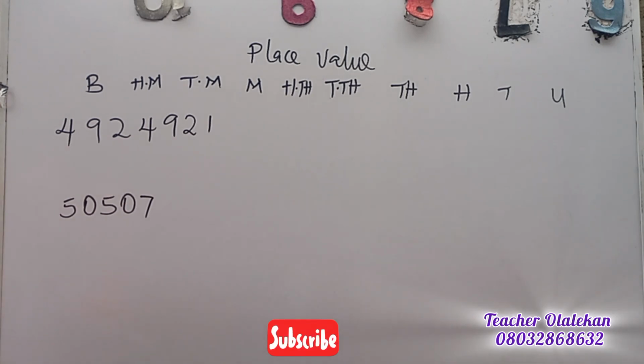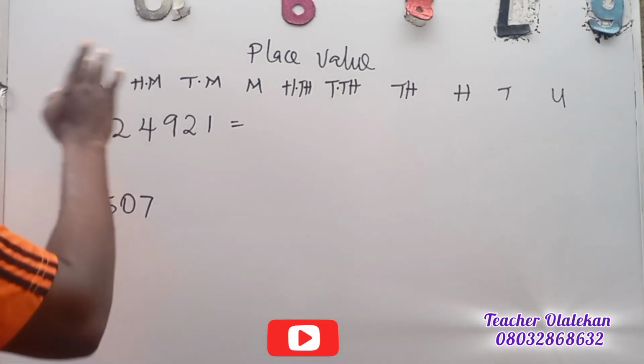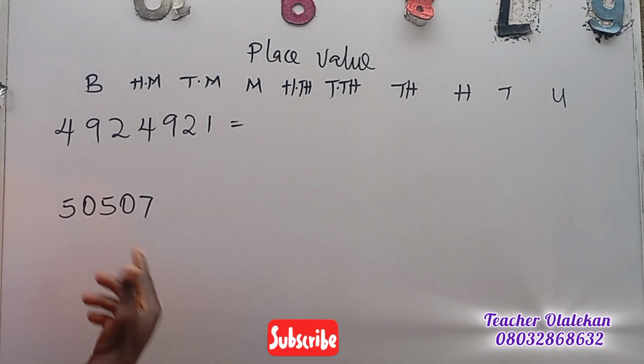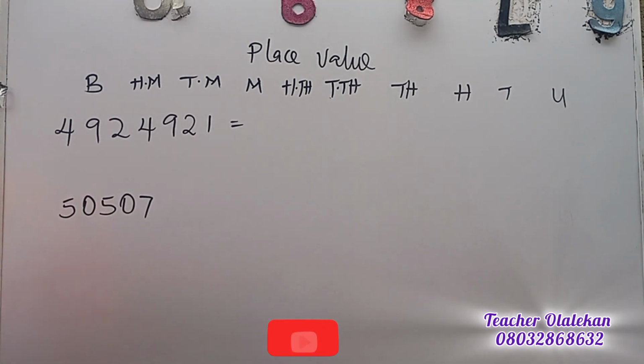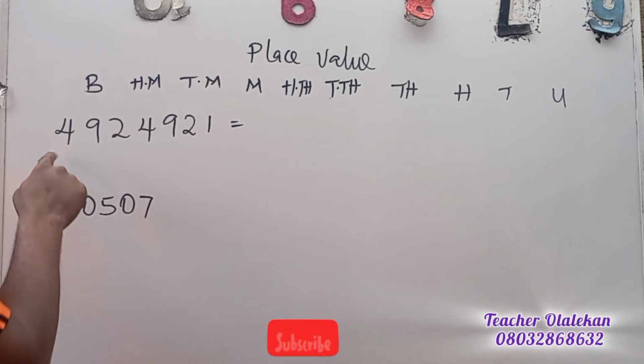So to write this figure in expanded form, how do we do that? You have to take note of their place values, which is why we see the place values on the board. If you do not know the place value, try to watch the previous video, the only one I've uploaded on place values, which has everything regarding place value, writing in words and writing in figures.